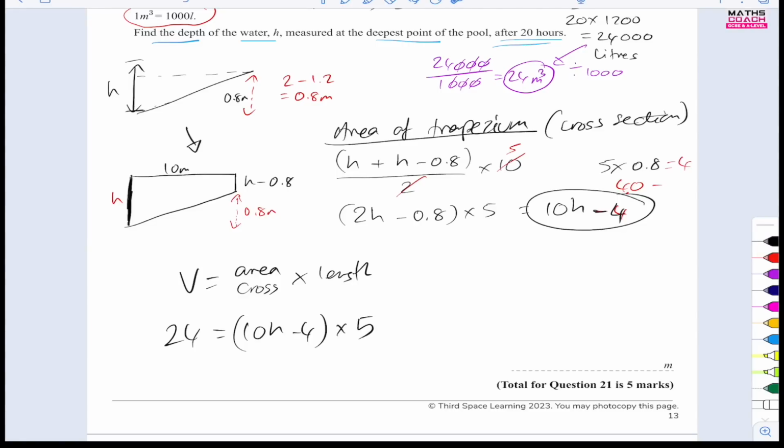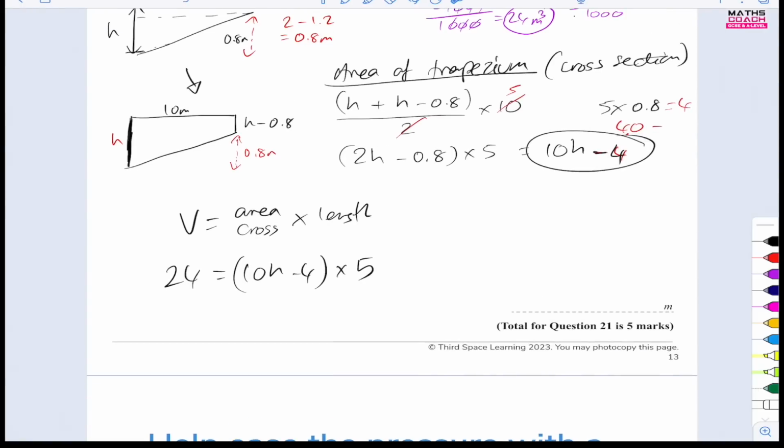Now don't be confused with this 5. Okay, that 5 was done because 10 divided by 2 gave us 5. All right, that's to do with the area of the trapezium. This 5 is for calculating the volume and timesing it by the width. Okay, so don't be confused with that, please. So where do we go from here? Well, let's expand this first.